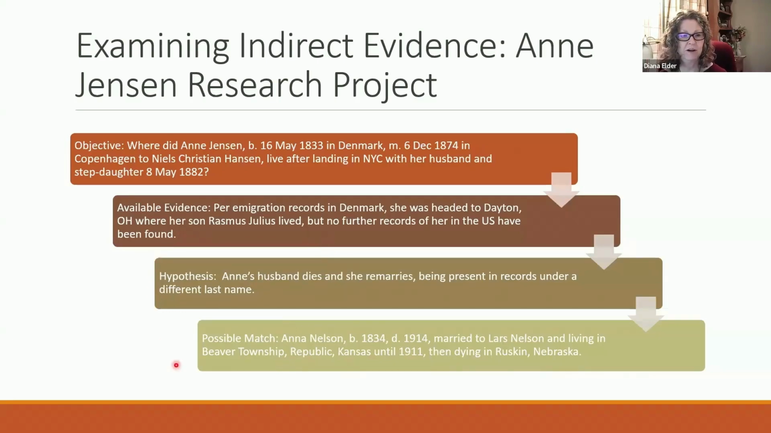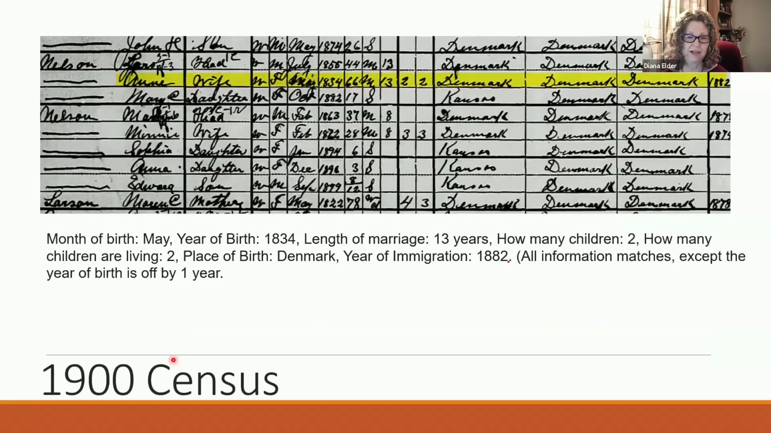So how can we put all of these things together? Well, let's take a look at some of the evidence. The 1900 census for this Anne Nelson shows her in the household with her husband Lars. And we do have a birthday, month of May, and 1834 is the year, which is off a year from the birth record in Denmark, which was 33. And also notice how much older she is than her husband. She is 22 years older. So they've been married for 13 years.